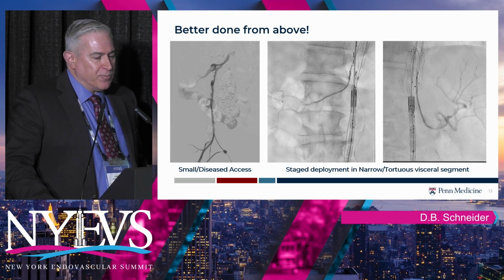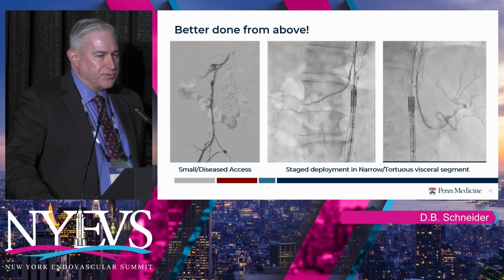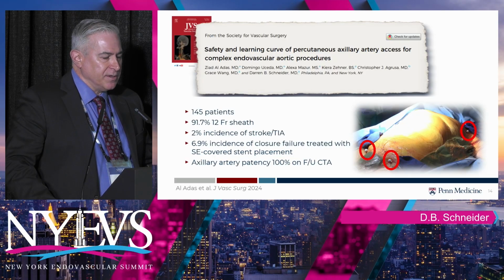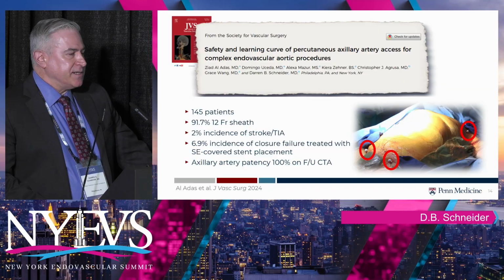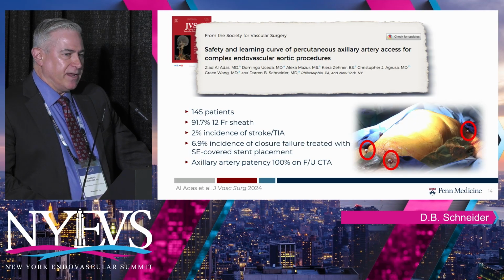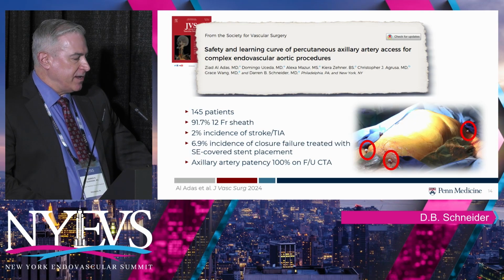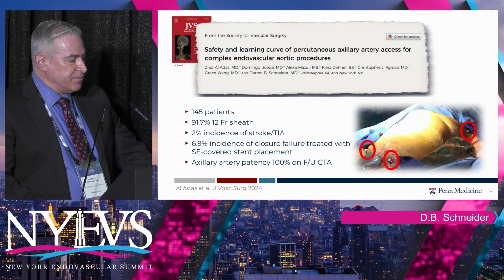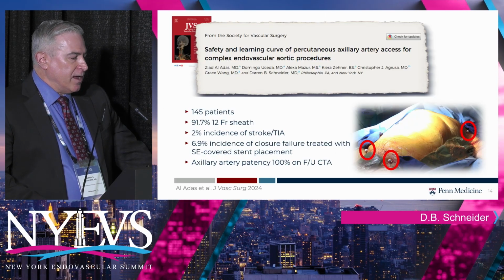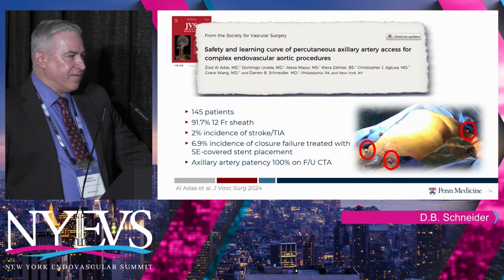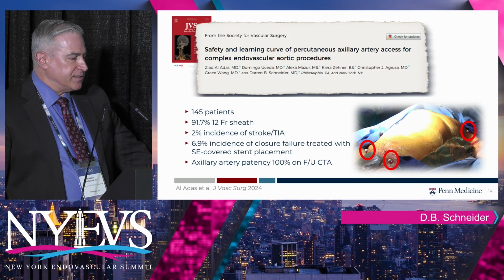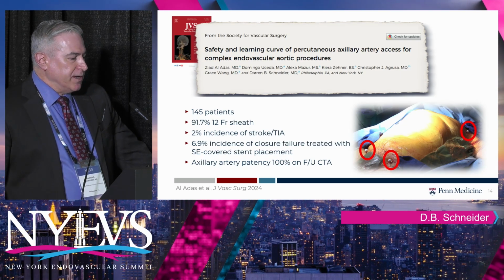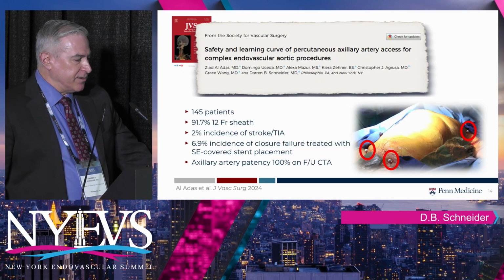And if you want to use this technique, you have to have upper extremity access to be able to do this. We've gone entirely to percutaneous axillary access when we use upper extremity access for complex EVAR cases. We have a pretty good experience, and we published our experience last year with 145 patients using percutaneous axillary artery access for complex EVAR. Most of those we deliver a 12 French sheath from the axillary approach.